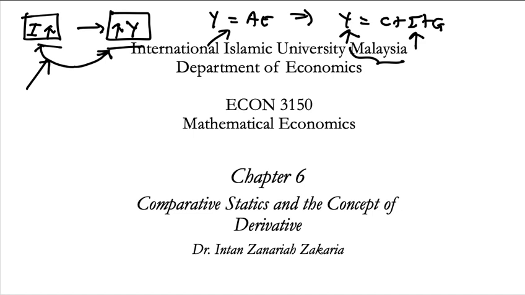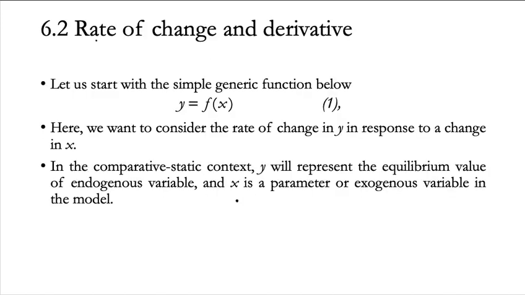Now, if we look into detail about comparative statics here, it has something to do with what we call rate of change. I'm sure you have seen the term rate of change in the previous chapters, isn't it? The rate of change that you have learned in the previous chapter is basically nothing else but the slope. And the slope, of course, has a relationship with the derivative. This one, we can see later.